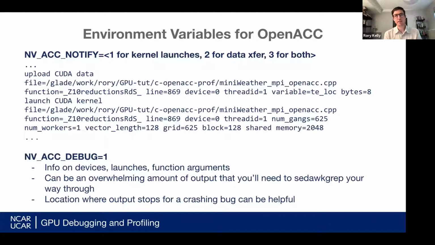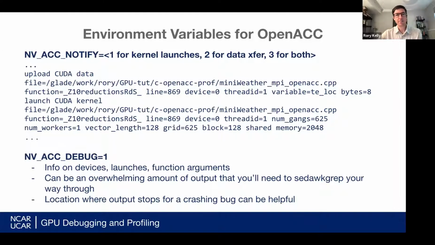NV_ACC_NOTIFY can be set to 1 to get some additional information on kernel launches, or 2 for data transfer information, or 3 will give you both. It produces a lot of output. Again, it's a lot to go through, but it will tell you basically what's being launched and when things are being launched. So if you have a bug that crashes, you can see where this output stops, and that might give you a good clue into what was happening right before the program crashed.